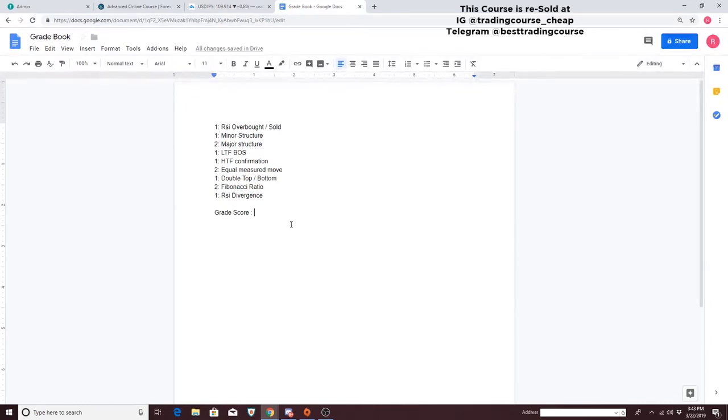So again, everyone's going to have different points, what they value the most. Someone may not even use equal measured moves in their system. That's fine. They're not even going to have this on their grade book, right? But the importance of this is in our trading journal, we're going to have that grade book section, and every time we enter a trade, we're going to put the score, right? So if we see we normally win trades with a higher score in our grade book, then at that point we know to enter trades with a higher score. So hopefully you understand this very, very easy concept. We're just simply grading our trades.